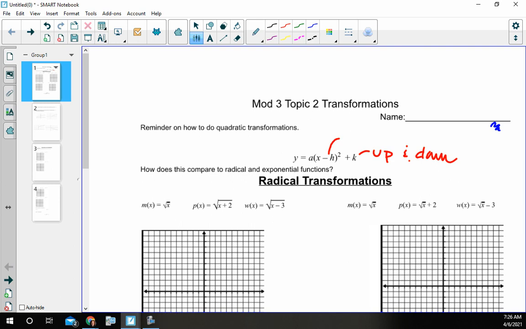Anyone remember what the H does? That's the naughty kid on the inside. That's my left, right. Remember, it's always the opposite direction that you think it's going to go. So if it's a minus, it actually goes right. And then we're going to go to the last ones, which are the hardest ones.